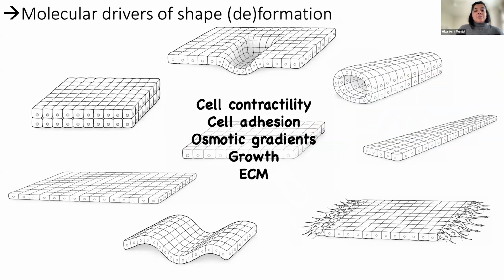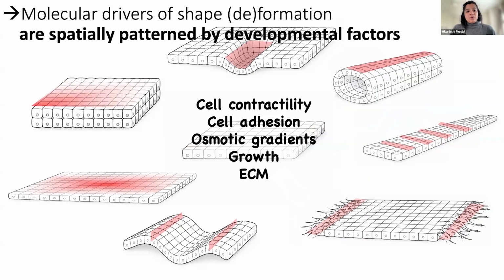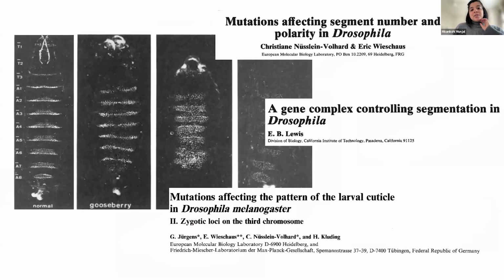And so the question that people proposed, when the communities were thinking about these processes, is how do you pattern them in space? And of course we know the answer is that these are patterned by developmental factors. And this is a developmental biologist appreciation slide for how we started thinking about these genes. So this is in the 1980s and 1990s.